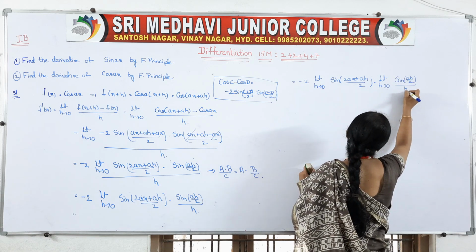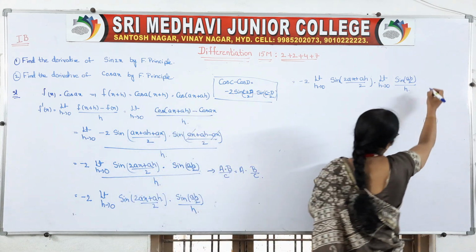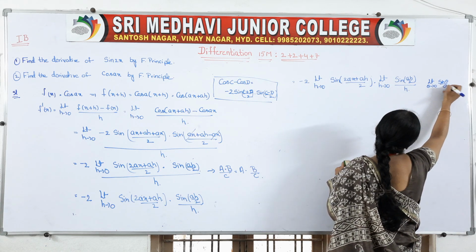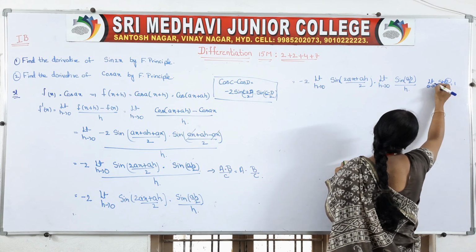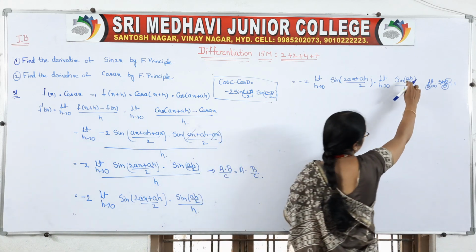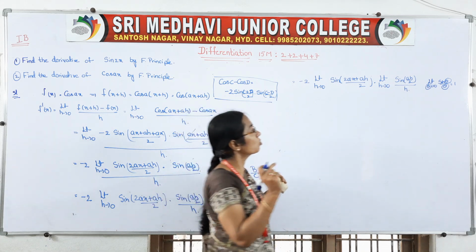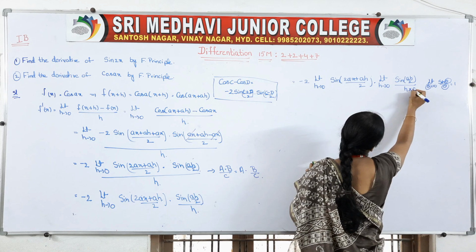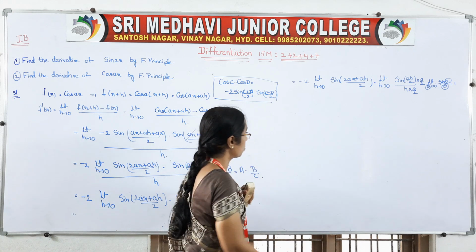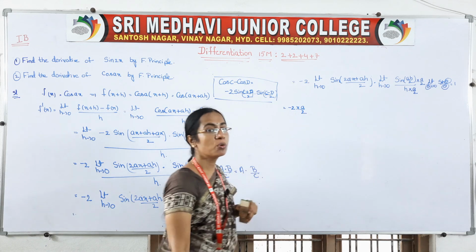Observe, we have to apply the sin theta formula. What is that formula? Limit theta tends to 0, sin theta by theta is equal to 1. This one, this one, this one, these three must be same. So if you observe here, it is ah by 2, and downwards also we need ah by 2. That's why we multiply by a by 2, and here also a by 2. So bring that a by 2 outside. Minus 2 is there already.